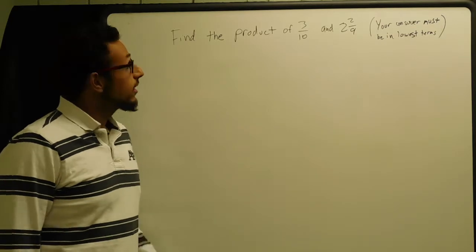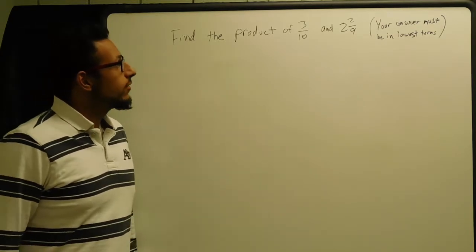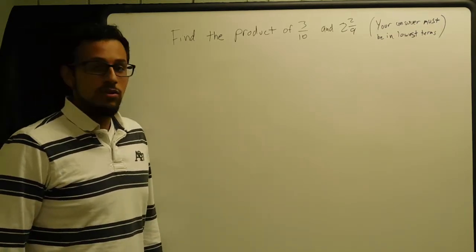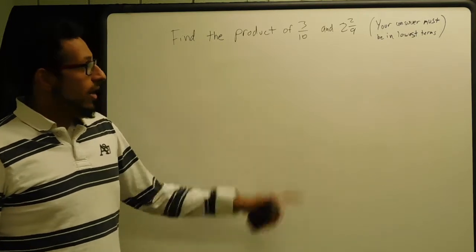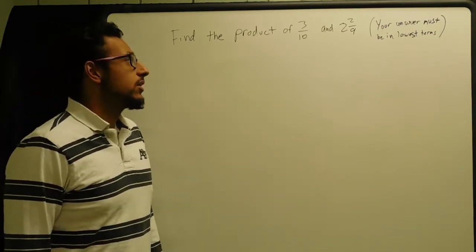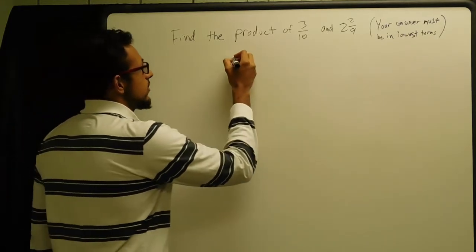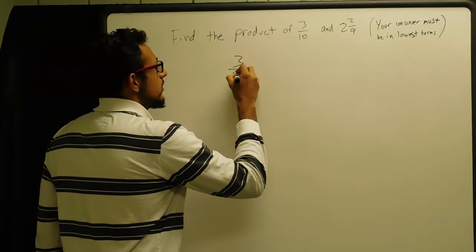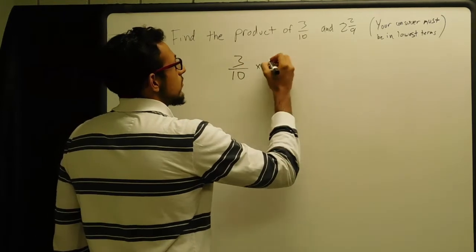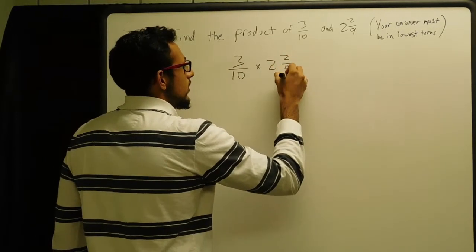This question is asking, find the product of 3 over 10 and 2 and 2/9. Your answer must be in lowest terms. The product, that means multiplication. So what we're going to do here is 3/10 times 2 and 2/9.